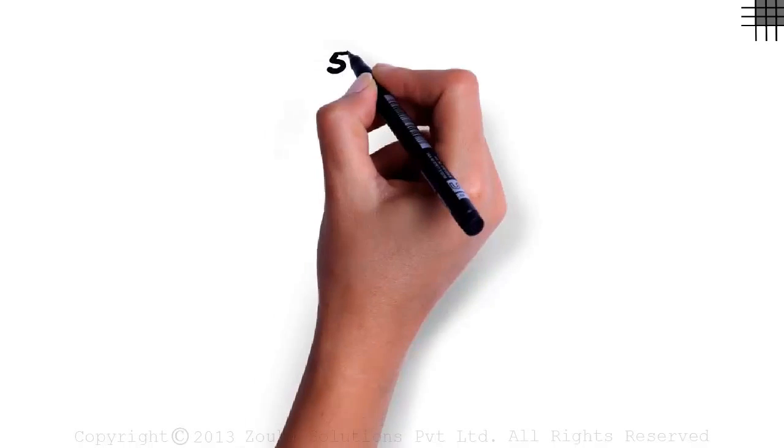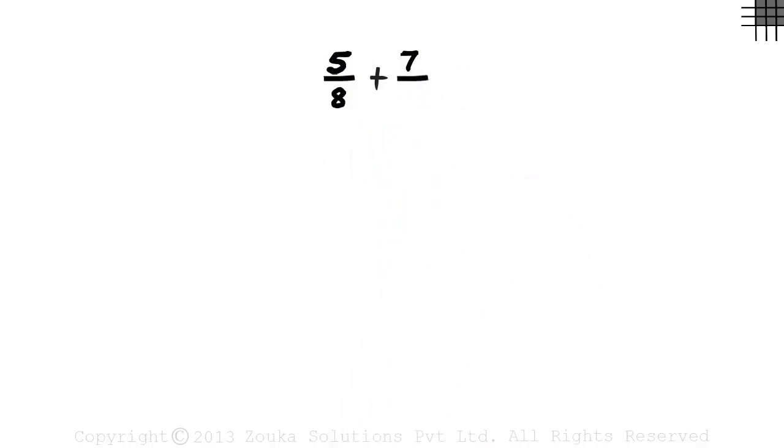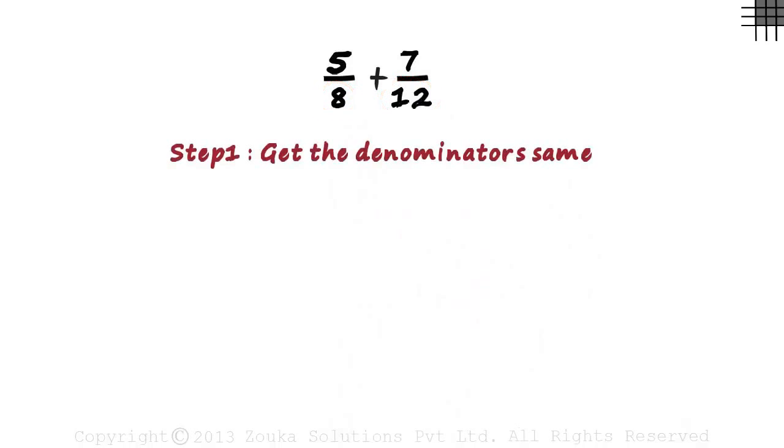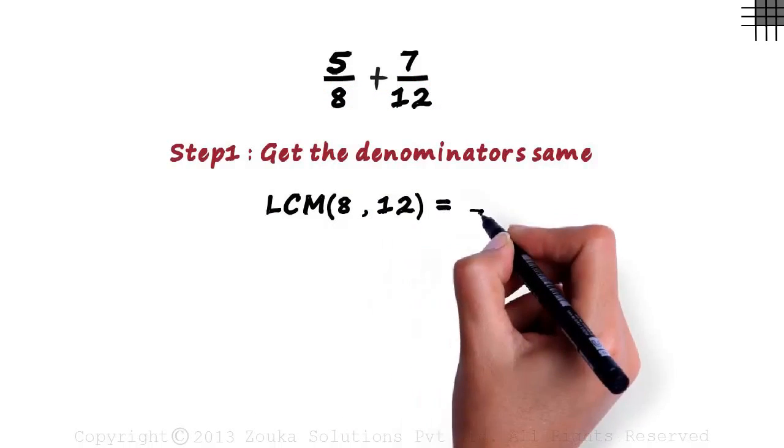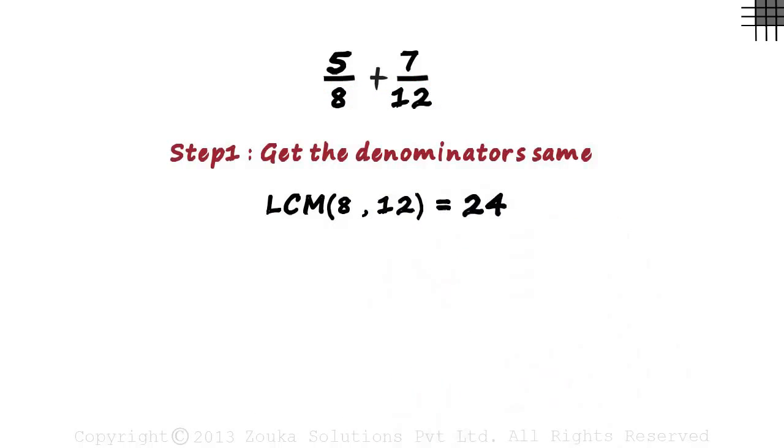We want to add 5 by 8 and 7 by 12. The denominators are different in this case. So in the first step, we have to get the denominator same. The common denominator will be the least common multiple of both the denominators. It will be the LCM of 8 and 12, and that is 24. It is the smallest common multiple of both these numbers.